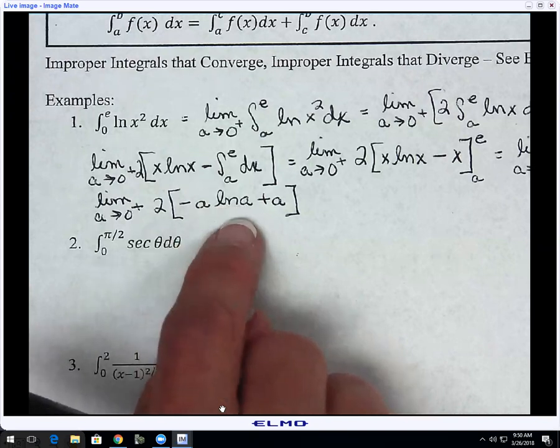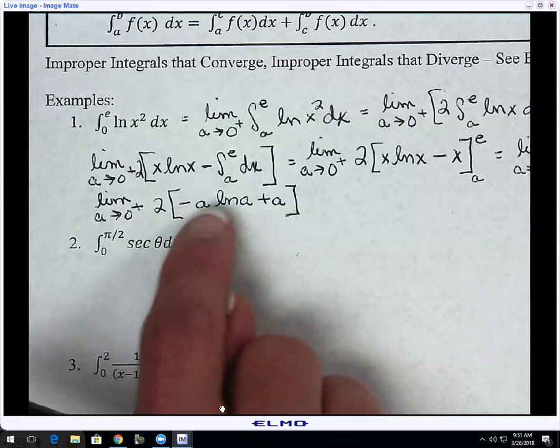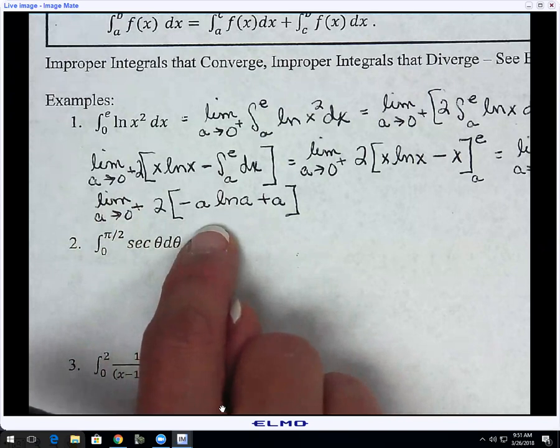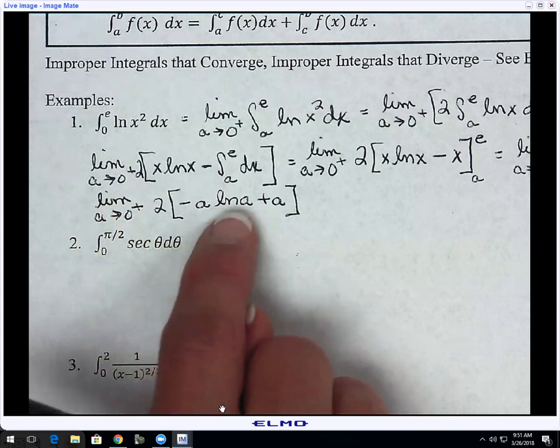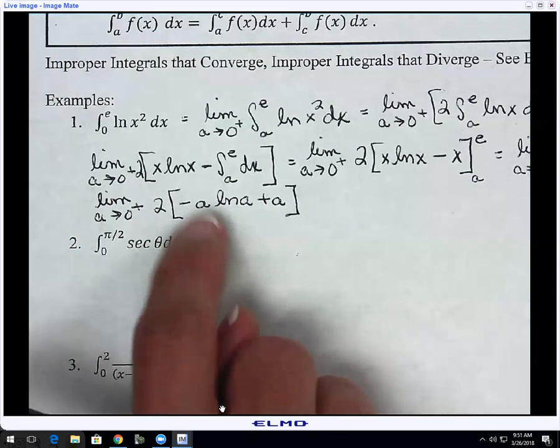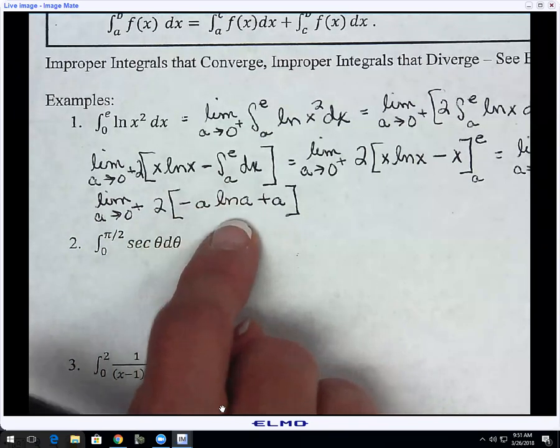As a goes to 0. Think of the graph of natural log. Where is it going as a gets closer and closer to 0 from the right? It goes to negative infinity. So you're multiplying that by 0, aren't you? Yeah, which is a problem, because 0 times infinity is indeterminate.